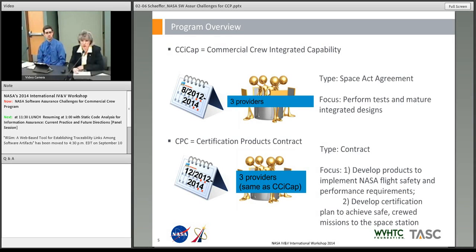That was just the nature of the contract of the vehicle. In this case, one was a Space Act agreement, and one was a contract agreement. And you'll see that the benefit for us, we had the same 3 providers, both through CCiCap and CPC. So we weren't worried about changing providers and dealing with different personalities and different companies and different types of deliverables. Once we got used to one set of 3 providers, we were working with the same 3 providers in the CPC phase.